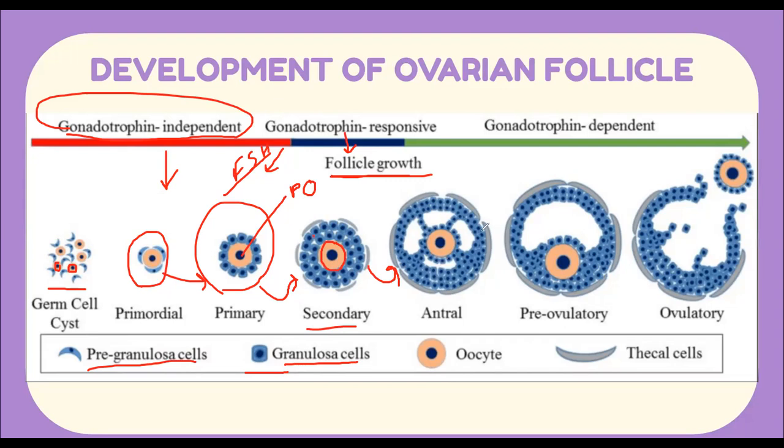Now you can see slowly and steadily these cavities are getting formed. This cavity is fluid filled. Obviously, the fluid has nutrition in it, which will be supplied to the egg for its growth and maturation. You can see these linings over here. These are known as theca cells.